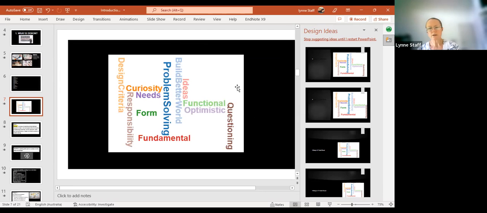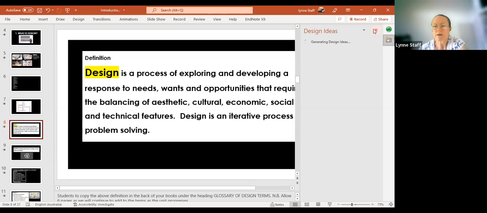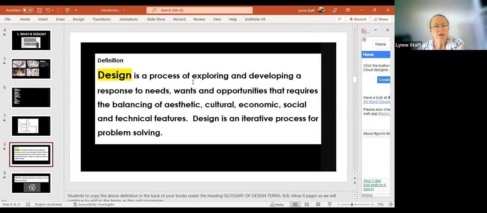Excellent. So we're seeing those ideas coming out, like design is about problem solving. It's about building a better world. It's about questioning. It's about ideas, about creativity and curiosity, but also being functional and satisfying needs. So now we'll just go on and have a look at the definition of design from the design syllabus.